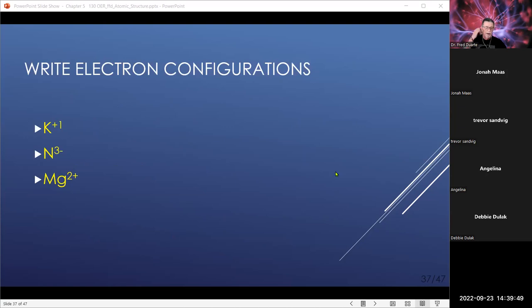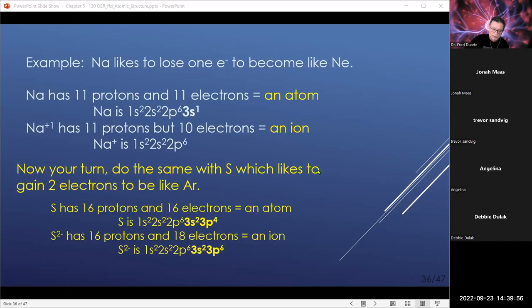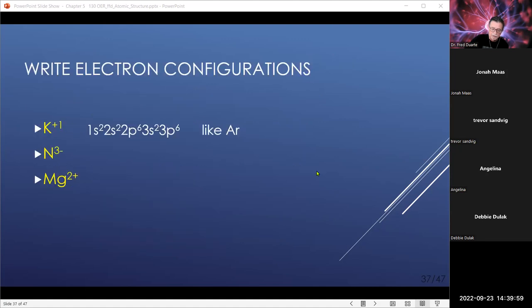Now here we're asked to write the electron configuration. And the big mistake I see in these type of questions is what we did before. We were doing the electron configuration of the atoms. Okay. Here, sometimes students fail to read the question and write the electron configuration for the potassium element. But this is +1, so we want the ion, not the element. Okay.